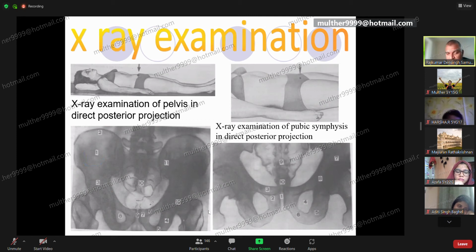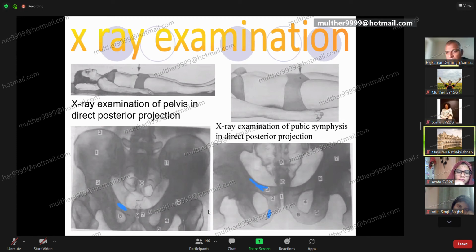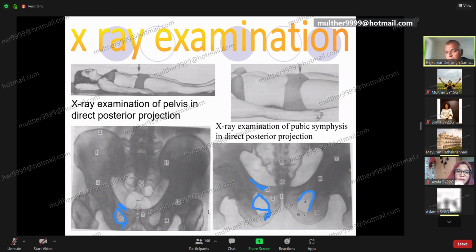Next, how do you call this? Superior ramus. This one, inferior ramus. How do you call this foramen? Obturator. Very good, this is the obturator foramen. Understand, doctor?